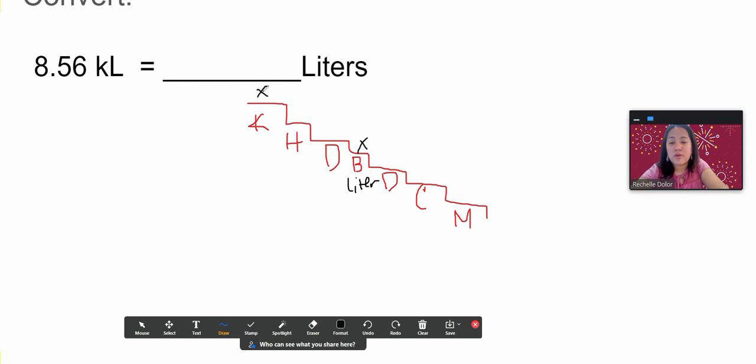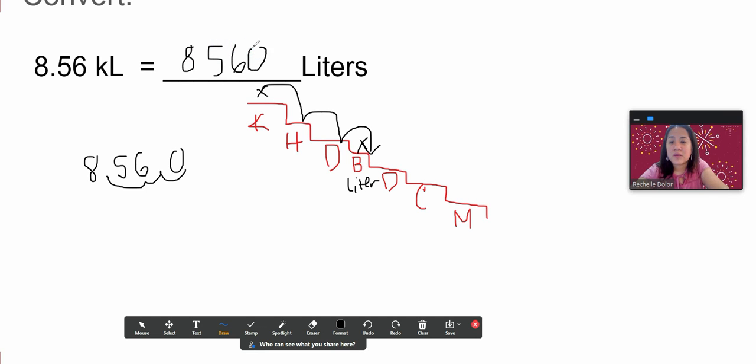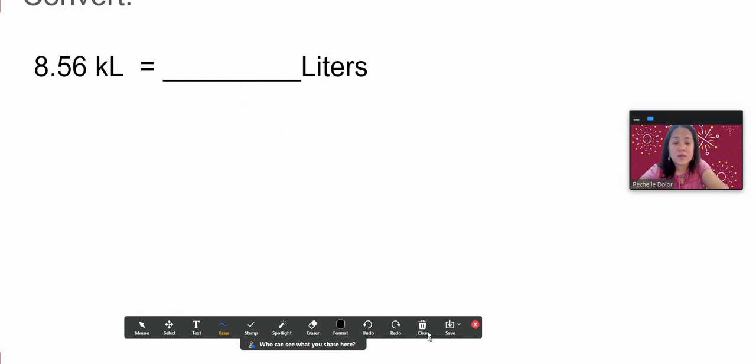So it's going to be here, moving to the right 1, 2, 3. 3 times. So I have 8.56. Move it to the right 3 times. So 1, 2, 3. So that will be 8,560 liters. The kiloliter is a bigger unit, but the liter is a smaller unit compared to kiloliters, so the number gets bigger. Alright, next, pause this one if you need it, and let's move to the next slide.